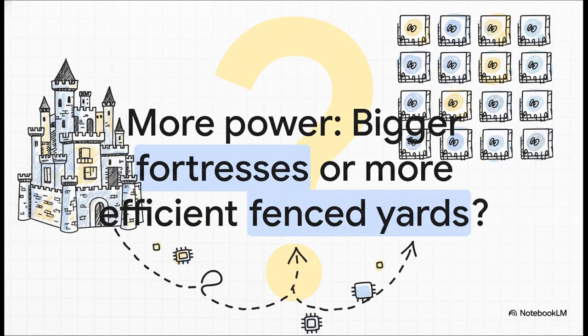So I'll leave you with this to think about. As our computers keep getting faster and more powerful at this incredible rate, what's next? Are we going to use all that power to build even bigger, more complex fortresses with entire operating systems inside? Or are we going to focus on creating millions upon millions of these hyper-efficient, super-fast fenced yards? The answer to that is going to shape the future of everything we do with computers.